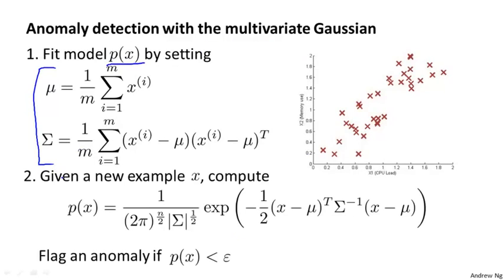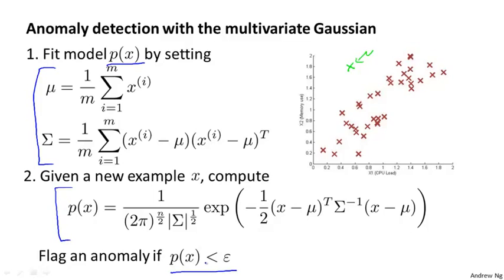Next, when you're given a new example x, so if you're given a test example, let's take an earlier example. Let's say I have a new example out here, and that's my test example. Given the new example x, what we're going to do is compute P of x using this formula for the multivariate Gaussian distribution. And then if P of x is very small, then we flag it as an anomaly, whereas if P of x is greater than that parameter epsilon, then we don't flag it as an anomaly.